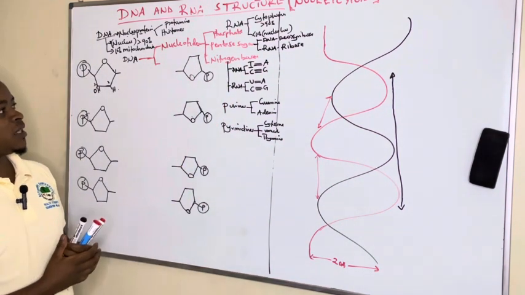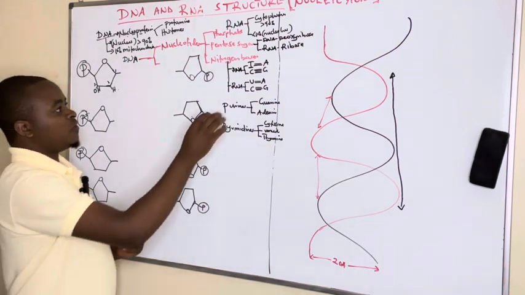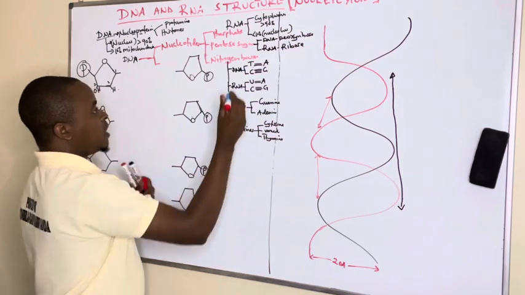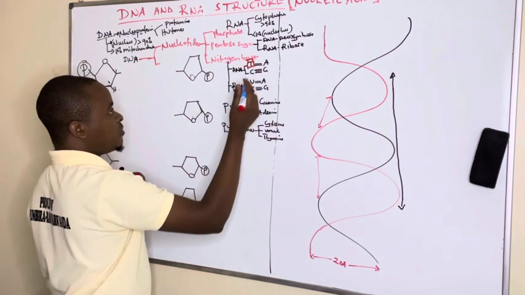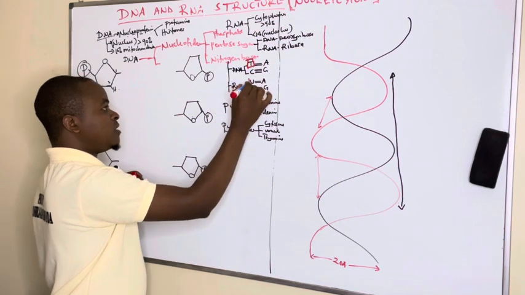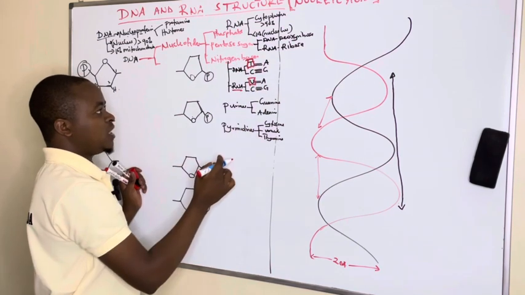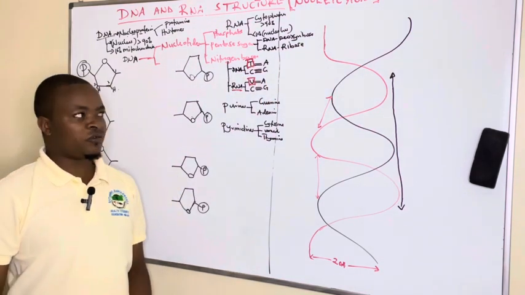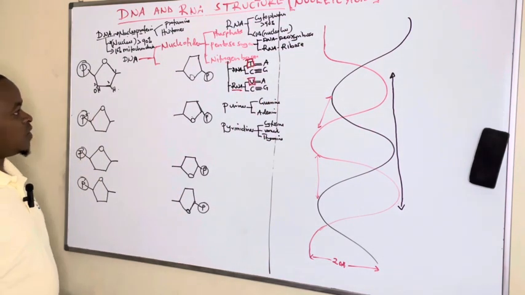But we have ended up saying that in DNA it is thymine. Thymine is peculiar to DNA, so we cannot find thymine in RNA, and we cannot find uracil in DNA. So in DNA we have thymine, in RNA we have uracil as nitrogen bases.